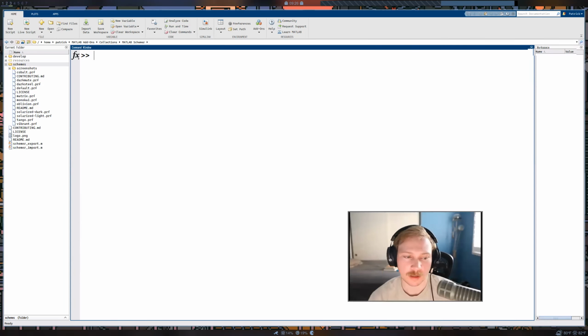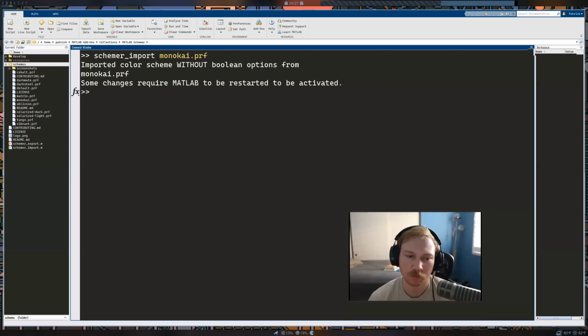So how do you change your theme? You type in schemer_import, and then whatever theme you want. That's why I opened up that folder. Anything with .prf is a theme. So we can type in monokai.prf. PRF is the file extension for the theme. We press enter, and there we go. Now we've changed our theme.